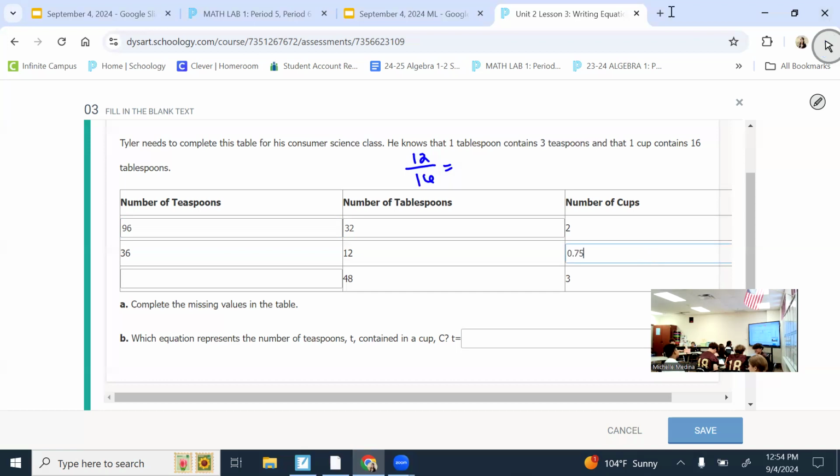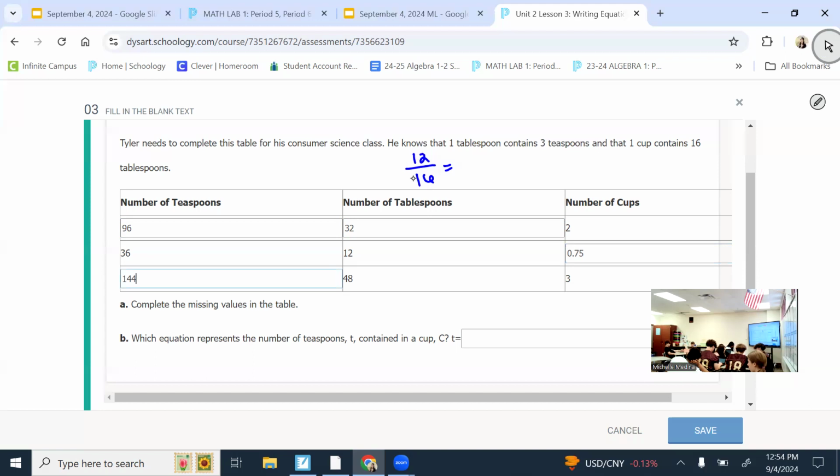Now we're missing the teaspoons again. I have the tablespoons, so I'm going to work from there. How many teaspoons are in a tablespoon? So what math do I need to do to get this blank? Multiply your tablespoons by 3. So 48 times 3 is 144.